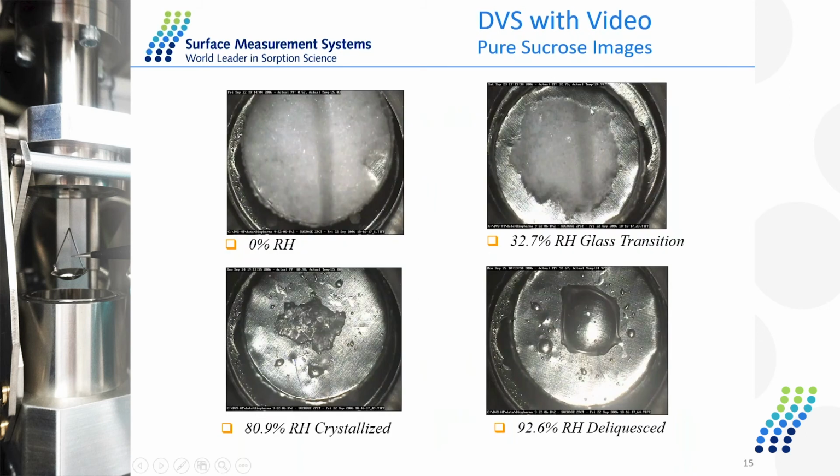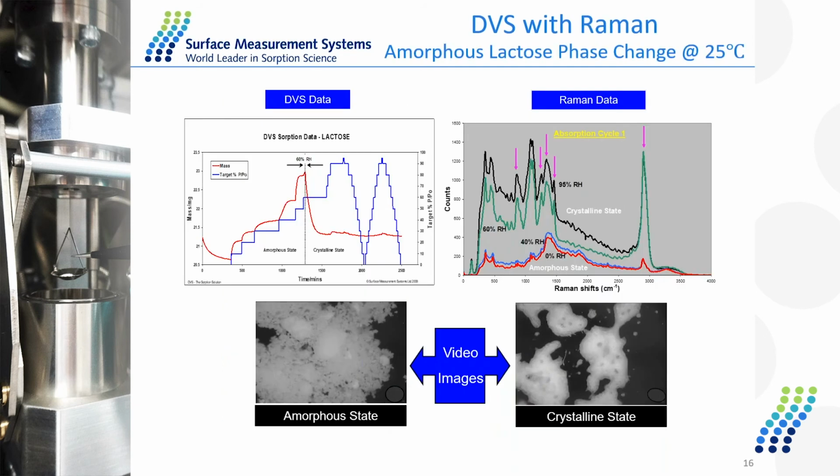So here's an example with a sucrose sample. You see there are different phase transitions at different relative humidity. And here the video function is a very useful tool to compare the change in nature along with the DVS data. DVS can also be integrated with Raman or IR spectroscopy to take spectra at the end of each relative humidity stage. And here is an example of a lactose sample.